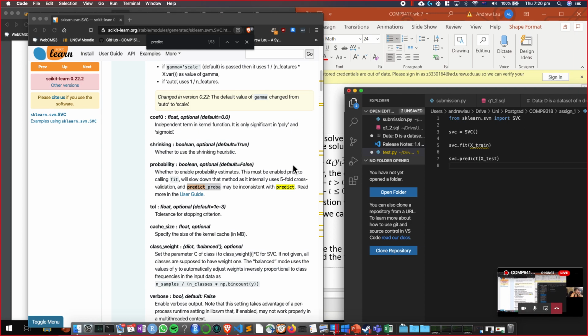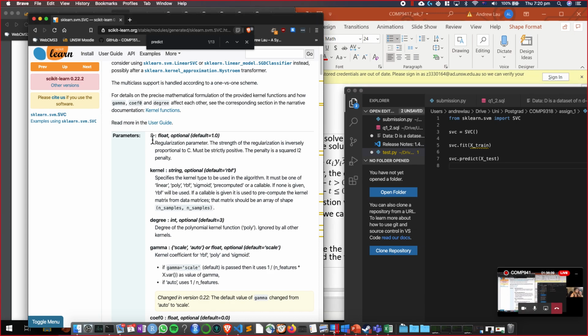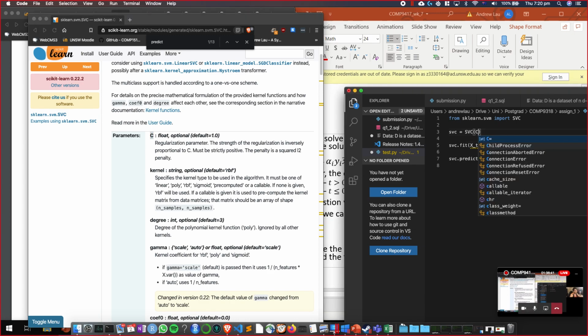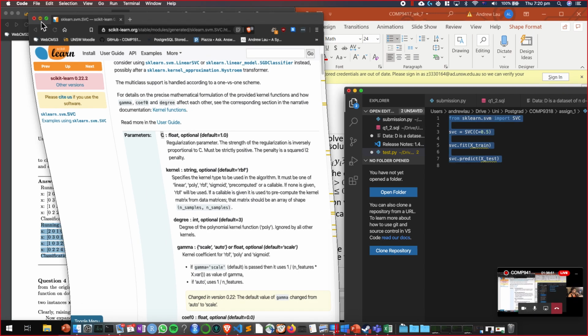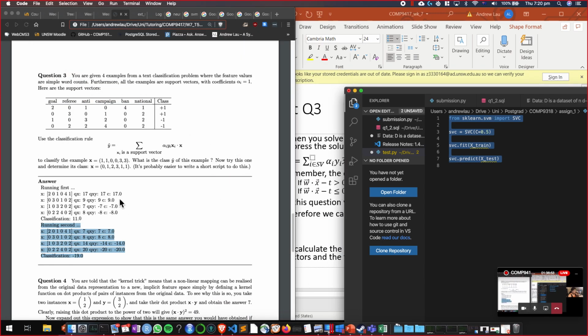But yeah, in practice you do something like this. And remember the C parameter here. This is the penalty for your soft margin, so you can make it whatever you like. But of course, we're in uni, we want to learn the theory behind everything.